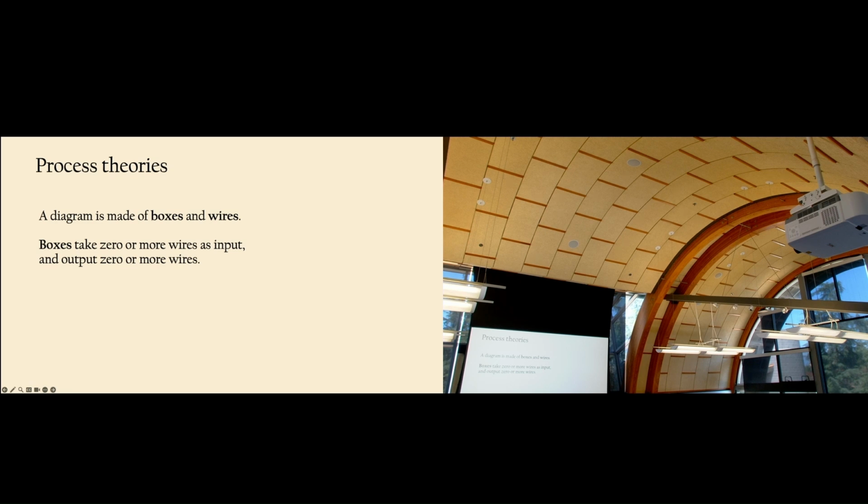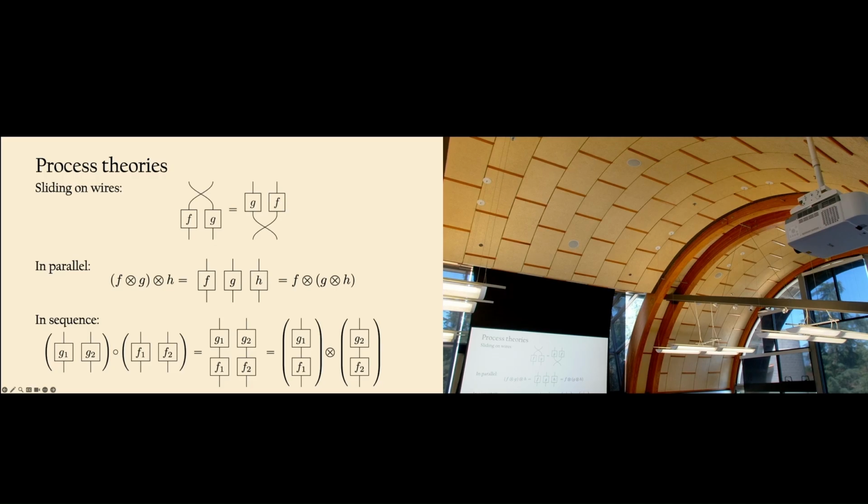So process theories, I guess you could formalize these in category theory, but you don't need category theory to define or understand them. It was just historically where it came from. But then you can look at processes formalized in terms of boxes and wires. Each wire has a type, and these boxes take 0 or more wires as input and output 0 or more wires. So you can compose these boxes and wires as a way to mentally arrange, as well as draw, your processes. For example, you could slide those boxes along the wires. And you can also compose in parallel.